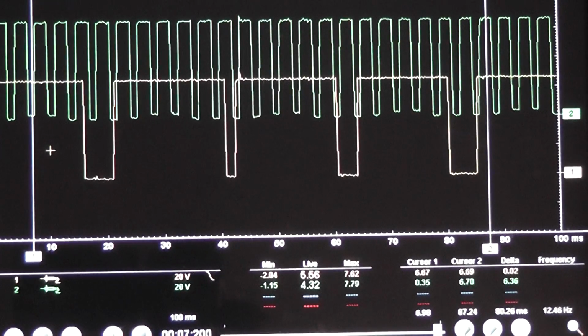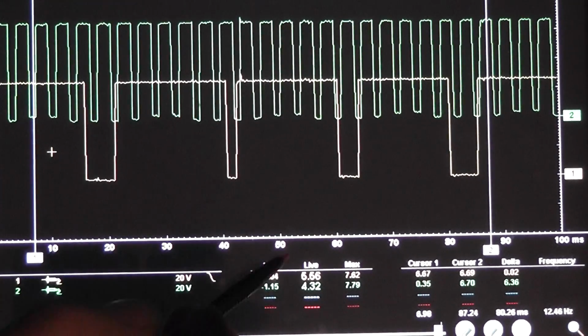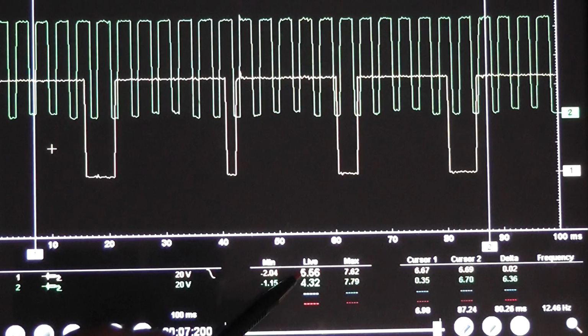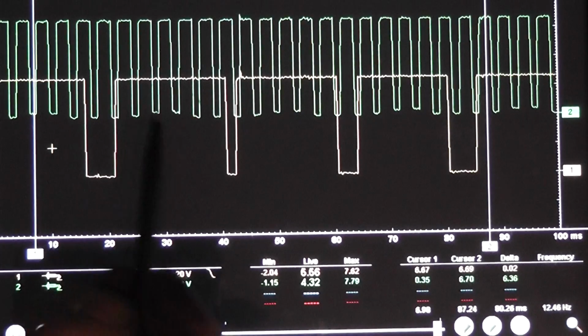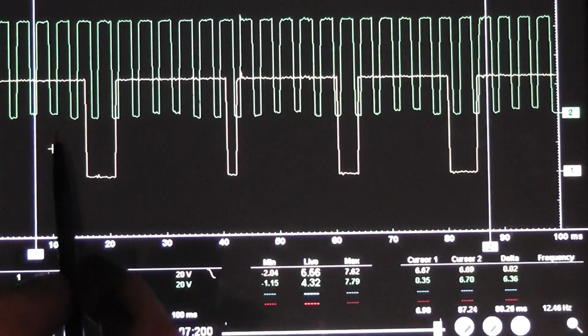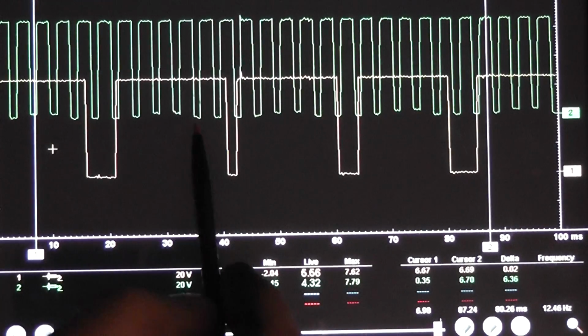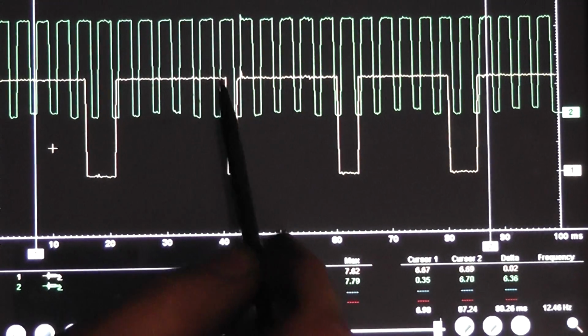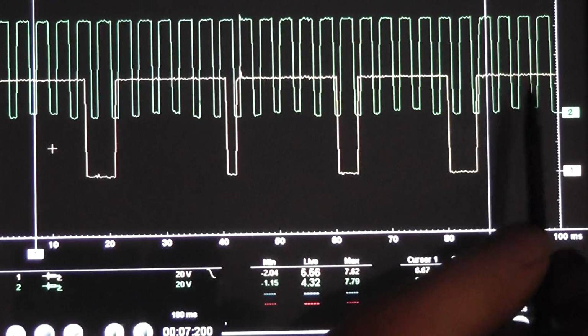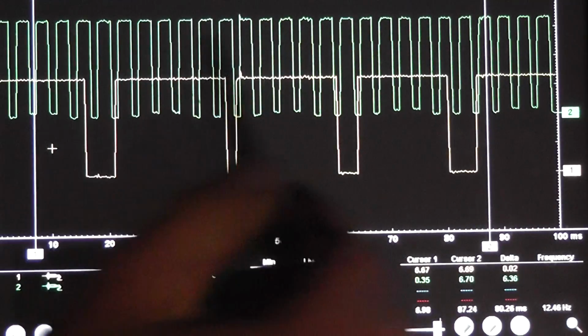All right, to address a question that was just asked of me: why is the yellow trace 5.56 and the green trace 4.3 when they're both 0 to 7 volt square waves? And the answer is, the way the signal is set up, really it's the duty cycle of the signal. The yellow trace is high longer than it is low, and the green trace is actually pretty much 50-50.